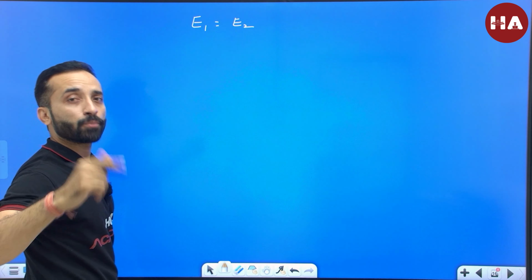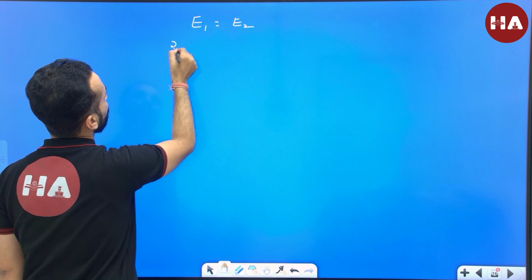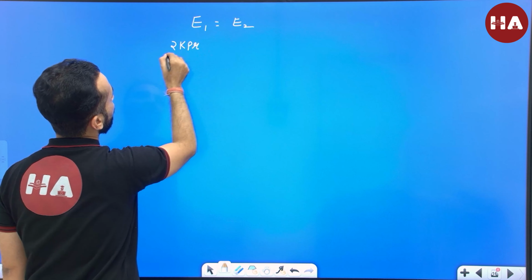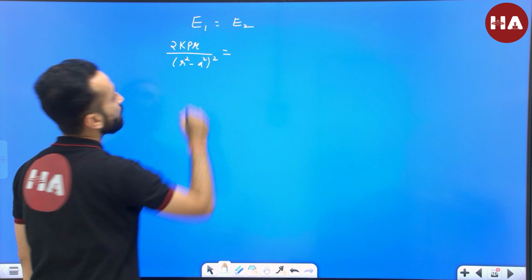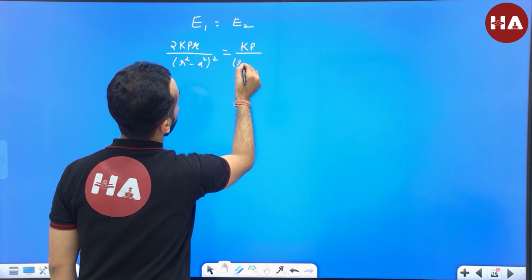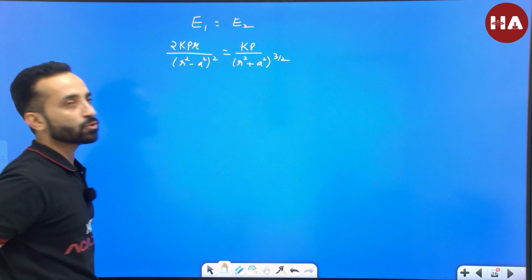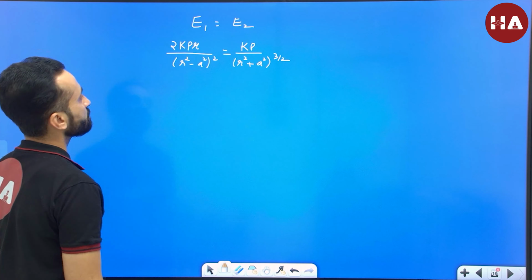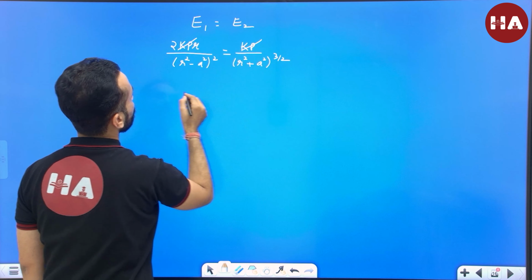Now, not for a point dipole but for a general dipole, the electric field at the axial point is like 2kpr over (r square minus a square) whole square, while at the equatorial point it is like kp by (r square plus a square) raised to the power 3 by 2, my dear students. I hope you know that. So kp and kp factor cancels out from both sides.